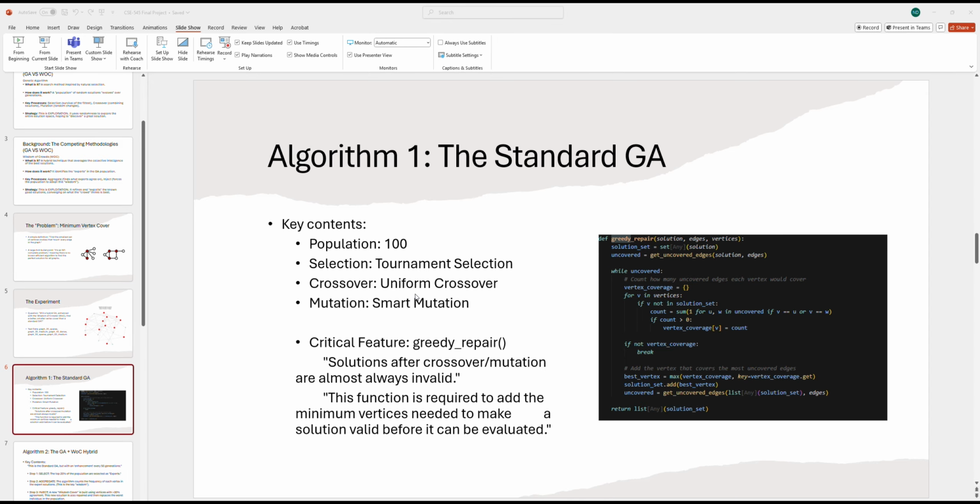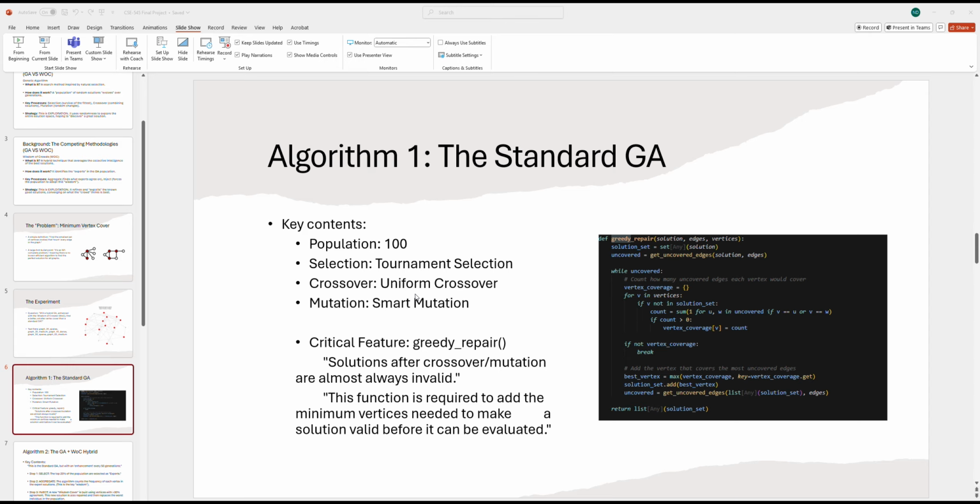So let's do a deep dive into our first algorithm, the standard genetic algorithm. This is our baseline, basically our explorer, and it's important to understand how each of these components works for this specific problem. First, we create a population of 100 random solutions. It's important to note that for the vertex cover, a solution is just a list of vertices like node 1, node 5, or node 8. This is very different from the TSP, where a solution was a permutation of all the cities.